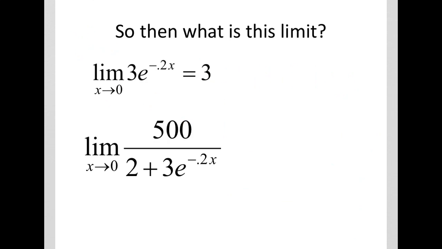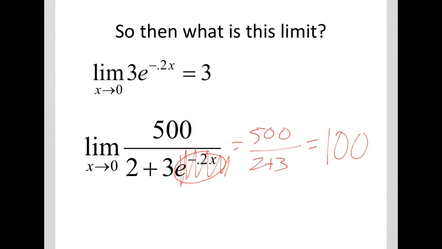So apply that here. What does that tell us? Well, that tells us that this whole bit there goes to 1. So I can kind of ignore it. And this limit is going to be 500 over 2 plus 3. Well, 2 plus 3 is 5. So I have 500 divided by 5. So this limit is 100. And again, that is telling me that the y-intercept of this logistic curve is 100.